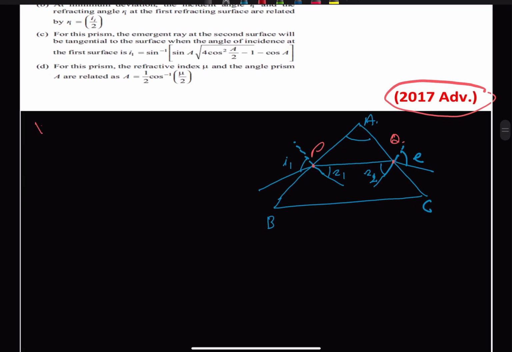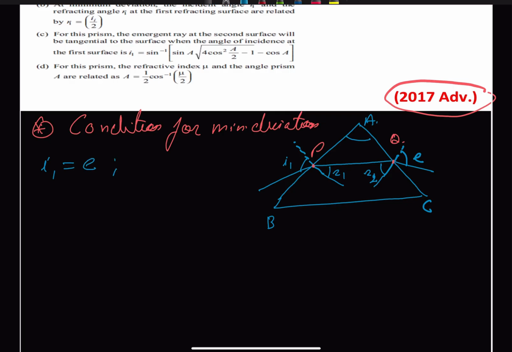You can see that the condition for minimum deviation, as per the standard formula, is that the angle of incidence, that is I1, should be equal to the angle of emergence, and our R1 should be equal to R2, and that should be equal to A by 2. And we can assume that both R1 and R2 are equal to a common R.